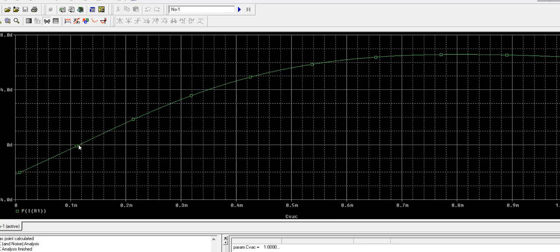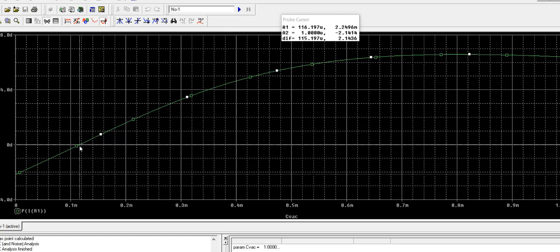At this point the phase angle is 0. So this is our resonance point. To see the point, go to toggle cursor and select the point. This is almost there. If you want to see the value, select mark level. So at resonance our capacitance value is 116 microfarad. So at this capacitance our resonance is obtained.